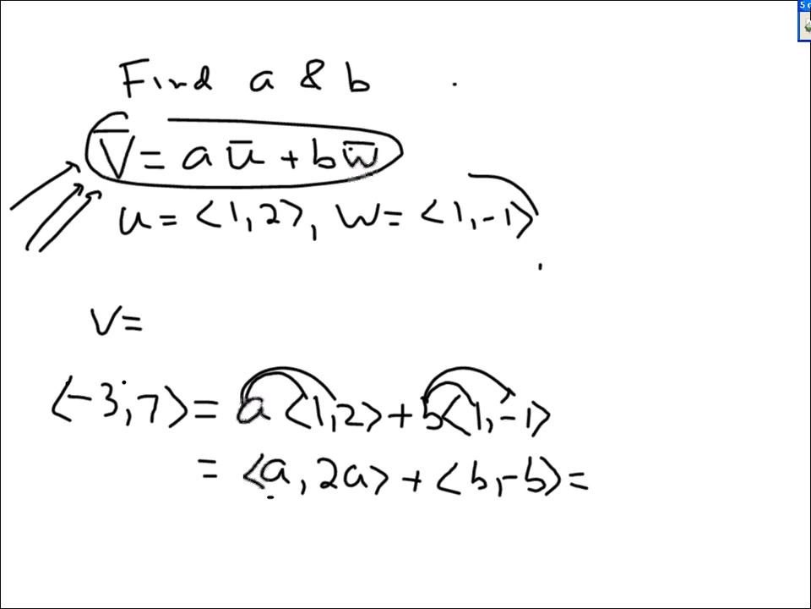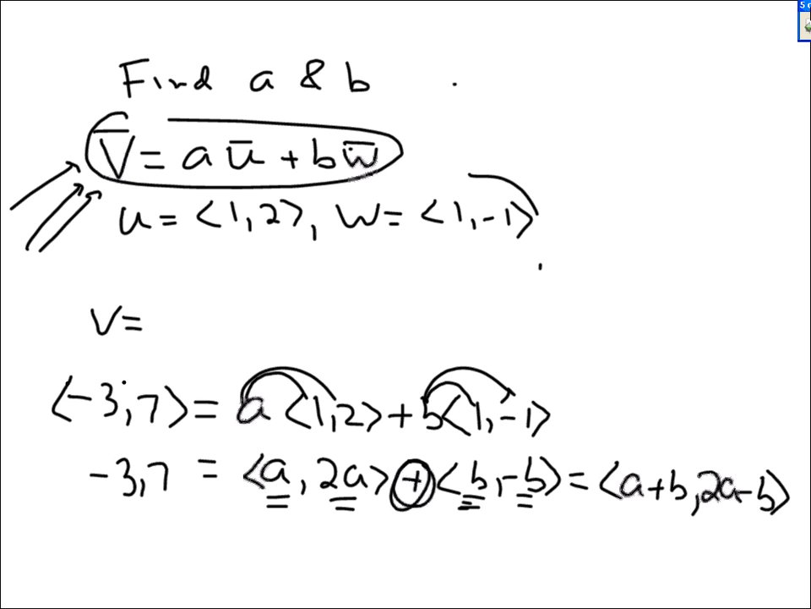And when I add these, I add the first components, get a plus b. I add the second components, adding negative b, the same as just taking away b. And I want this to be (-3, 7). That is, this should be negative 3, and that should be 7. In fact, I'm going to stop erasing that part if I do any more. This will not change.